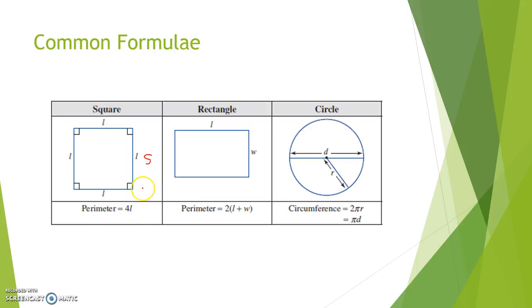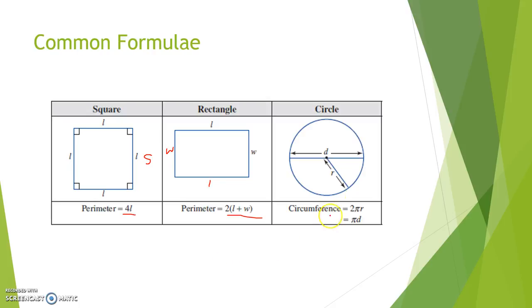So logically the perimeter is the addition of those four sides, or more completely, 4 times S or 4 times L. The perimeter of a rectangle, because the opposite sides are the same, we have 2 of each of those. We have 2 lengths and 2 widths. So if we add up one pair of sides and we double it, we get the perimeter.